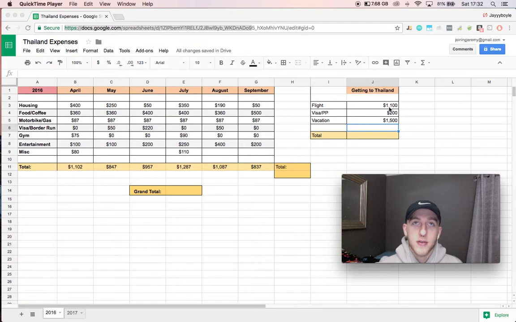If you knew how long you're going to stay there, you can go ahead and just buy a round trip flight, and it'd be way cheaper, probably closer to like $800. So that's how much I paid.